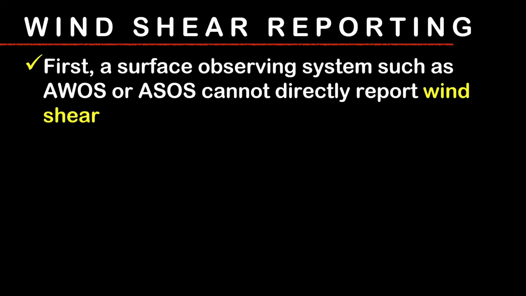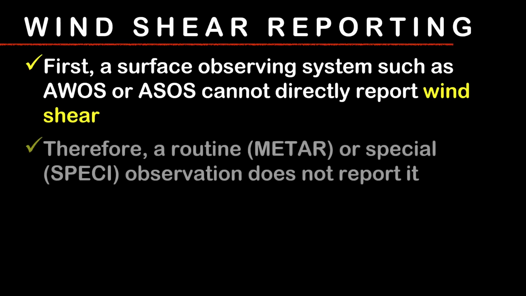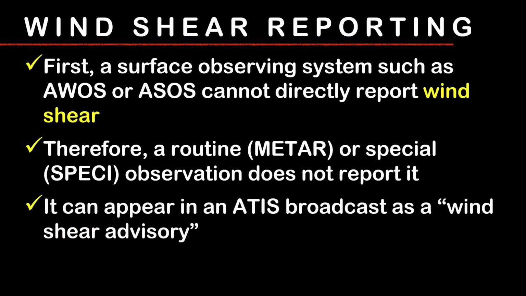So a surface observing system like an AWOS or ASOS can't directly report wind shear. So if you look on your METAR, or special observation, you're not going to see wind shear reported. It can, however, be reported in an ATIS broadcast. You'll see something like "wind shear advisory is in effect." But as far as the actual report itself, you will not see wind shear being reported.